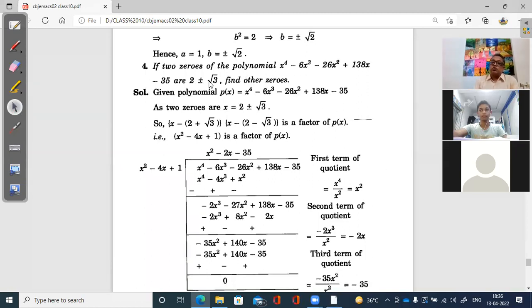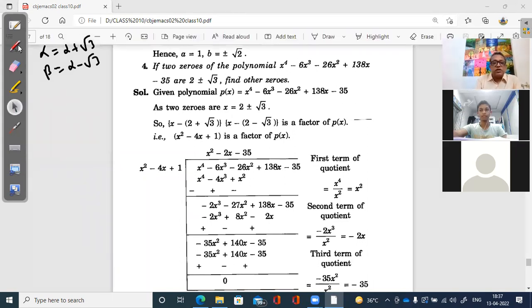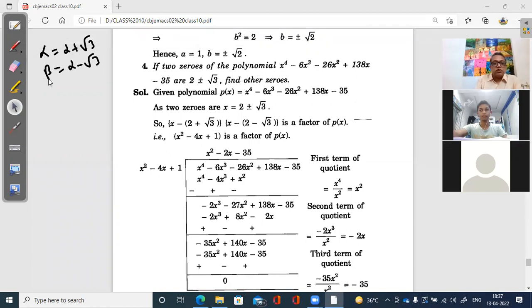If 2 zeros of the polynomial are given, where are the 2 zeros? Look, it is tricky here. You will find that it is plus minus. This means 1 is the plus case, 2 plus root 3, and 1 is the minus case, 2 minus root 3. So these are the 2 zeros given to you, 2 plus root 3 and 2 minus root 3.